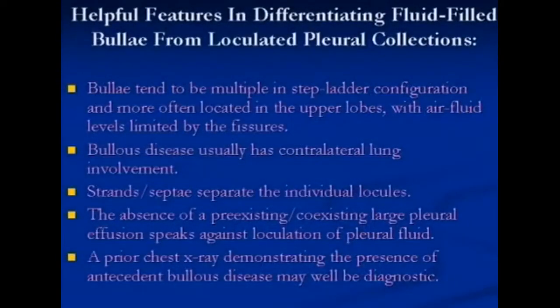Okay, so bullae tend to be present in both lungs, in step-ladder fashion, usually in the upper lobes. So all this fits above the level of fissures. The contralateral lung is important because it helps you make that diagnosis. Both can have strands and septa, so that's not such a differentiating point. But the absence of a big pleural effusion speaks against an empyema. And sometimes the only thing that's going to help you is, like that first case, when you have the old chest x-ray showing a bulla that was there well before anything started up. So you just got to be careful, because it's a major mistake to put a chest tube in an infected bulla.